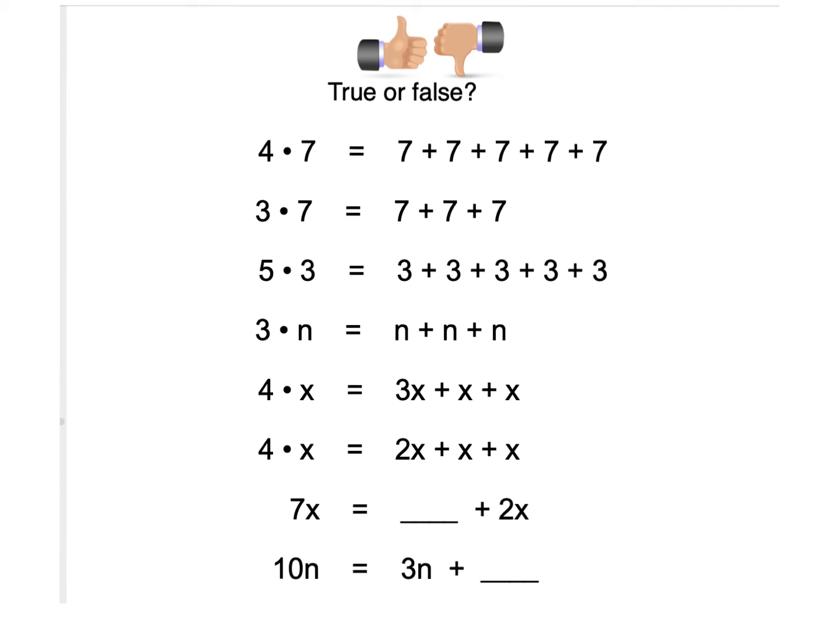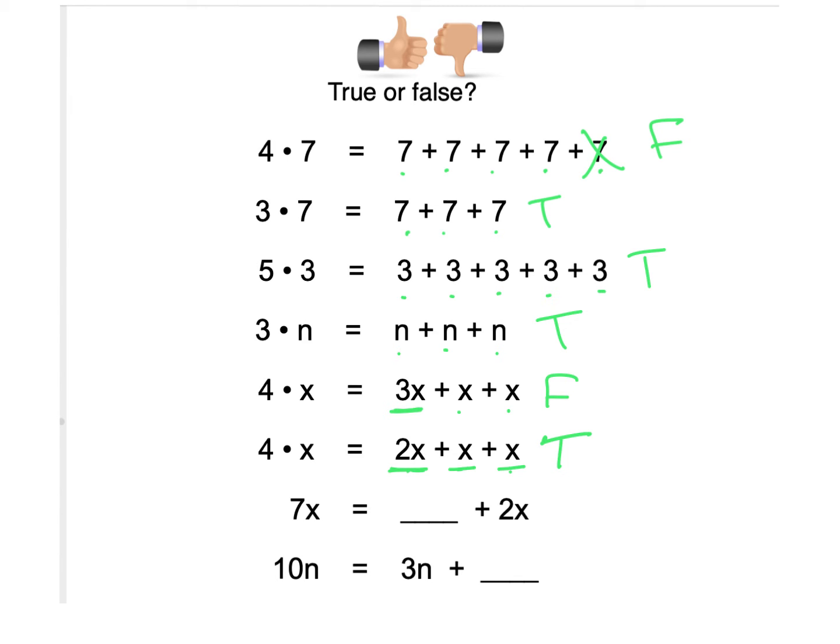So let's look at true or false. Does 4 times 7 equal 7 plus 7 plus 7 plus 7 plus 7? That would be false because we have one too many 7s. 3 times 7 would be true because there's 3 7s. 5 times 3, we have 5 3s, so that would be true. 3 times n, we have 3 n's. That would be true. 4x. Here's an x, but then there's 3 x's here, so that would equal 5x. This is false. 4x, we have 2 x's right here, plus another one, so 2, 3, 4, that would be true.